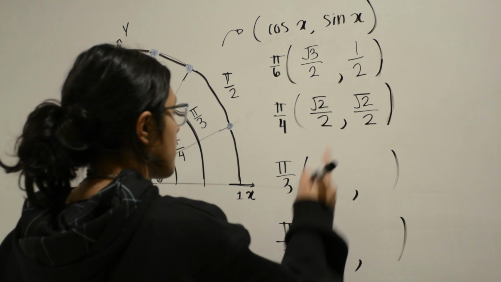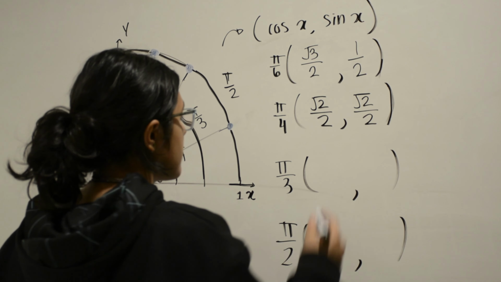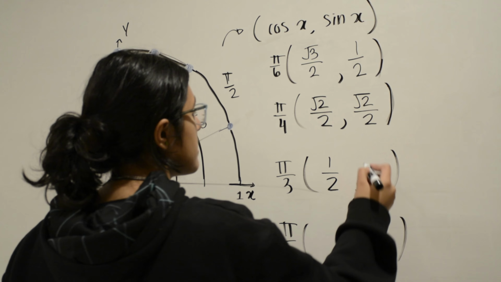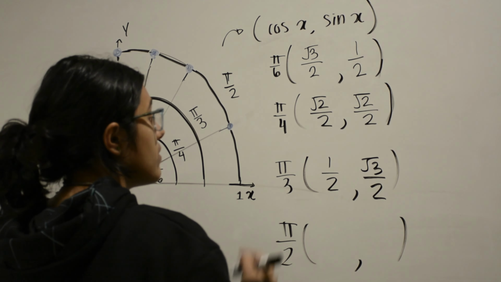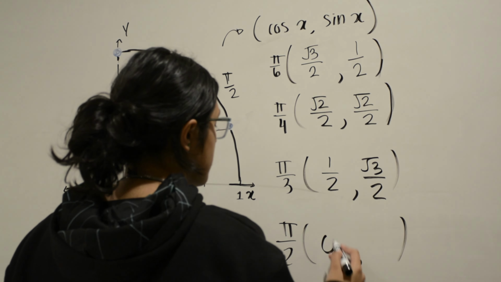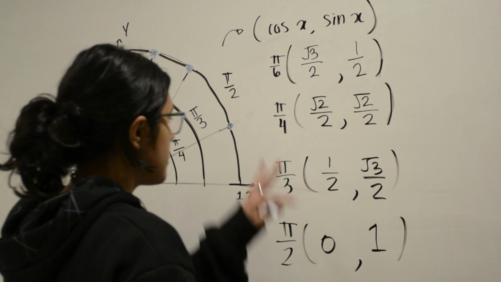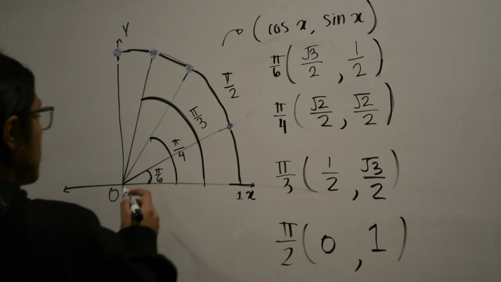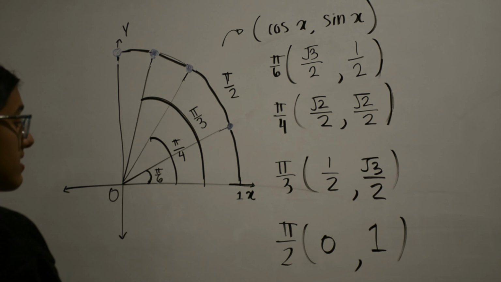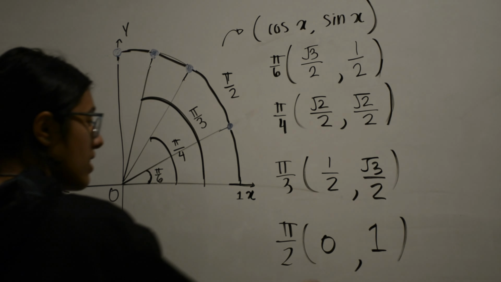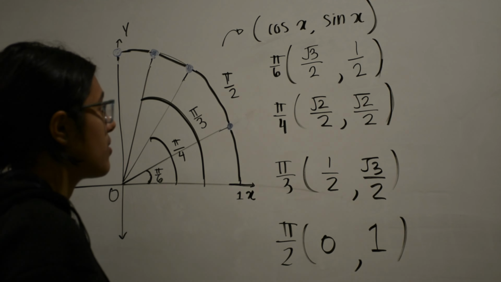And essentially, I'm just going to continue this process. Cos of pi over 3 radians is 1/2. Sine of pi over 3 radians is square root 3 over 2. Cos of pi over 2 radians would be 0. Sine of pi over 2 radians would be 1. And this actually makes perfect sense because if you think about it, pi over 2's point is right over here. And you see it's on the y-axis, which is why our x-coordinate is 0 and we have a y-coordinate of 1 because it's a unit circle.